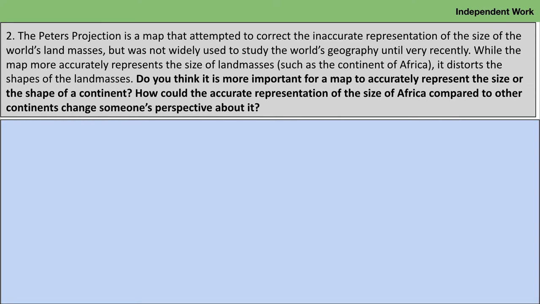2. The Peters projection is a map that attempted to correct the inaccurate representation of the size of the world's land masses, but was not widely used to study the world's geography until very recently. While the map more accurately represents the size of land masses, such as the continent of Africa, it distorts the shapes of the land masses. Do you think it is more important for a map to accurately represent the size or the shape of a continent? How could the accurate representation of the size of Africa compared to other continents change someone's perspective about it?